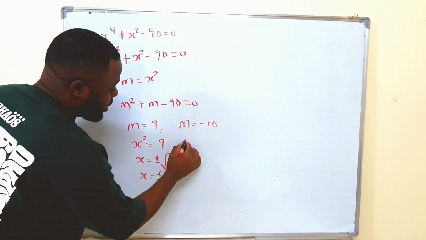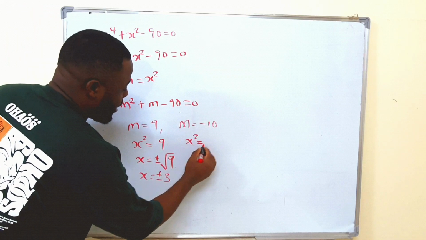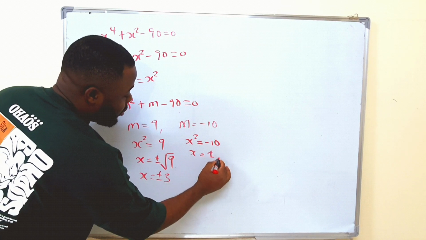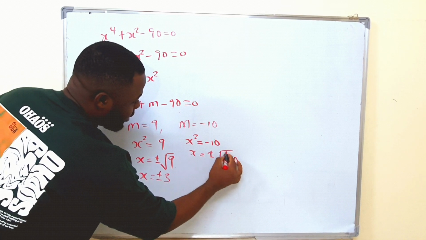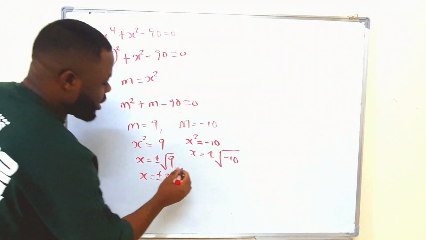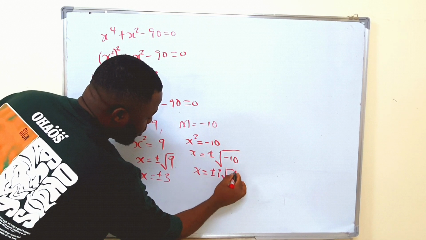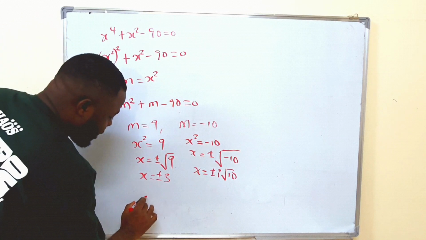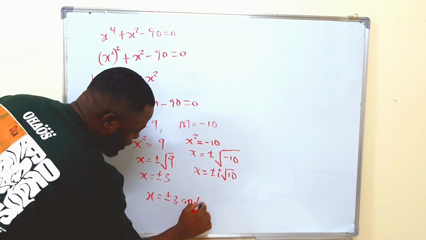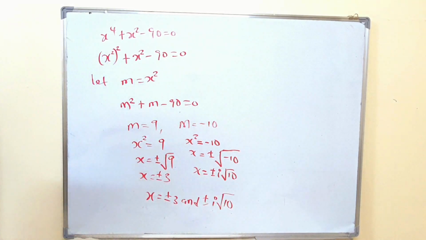Then for the second value, you do the same thing. x squared equals negative 10. So the square root will be plus or minus the square root of negative 10. And because you have negative 10, the square root of a negative is always i. We say it's i. So x will now be plus or minus i square root of 10. So the values of x will now be x equals plus or minus 3 and plus or minus i square root of 10.